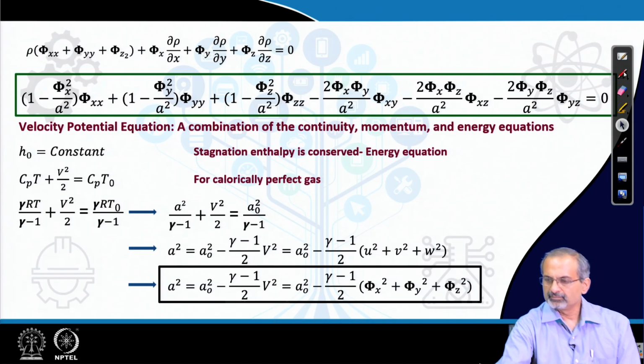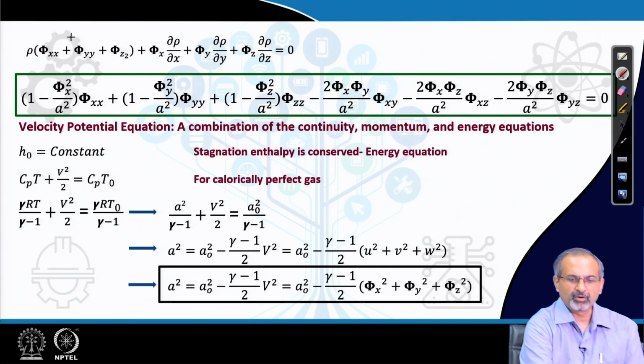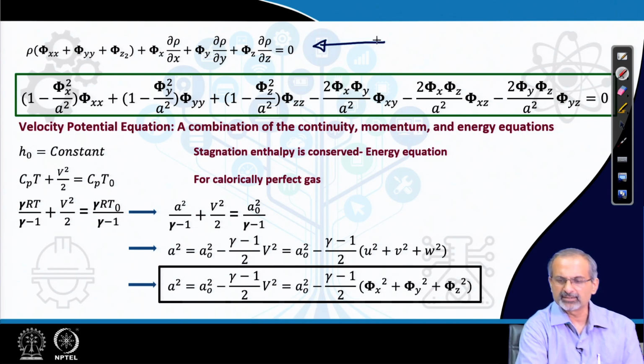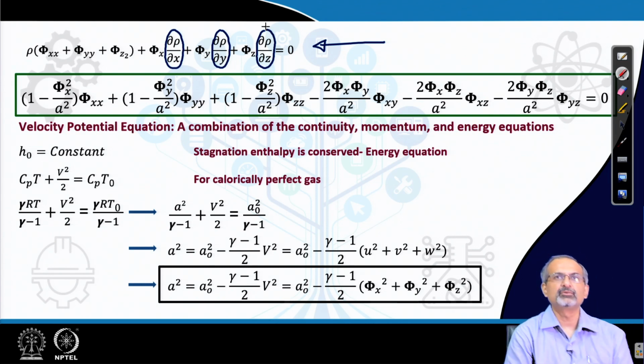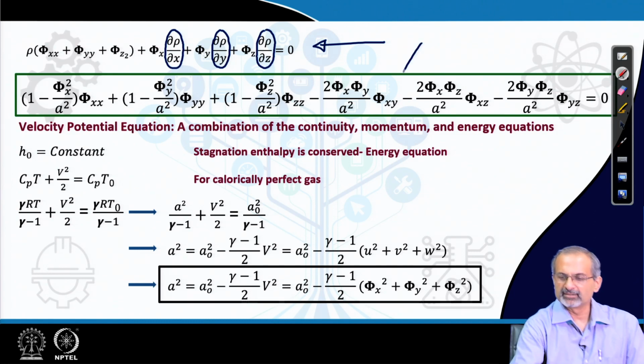Finally, what do we get? We had this form earlier, and now we have obtained expressions for partial derivatives of density with respect to x, y and z separately in the previous slide. So, we just plug them in over here. Once you plug them in, you get this equation.